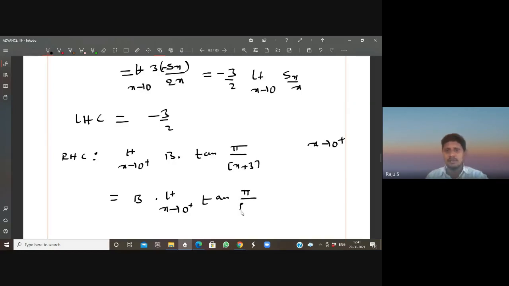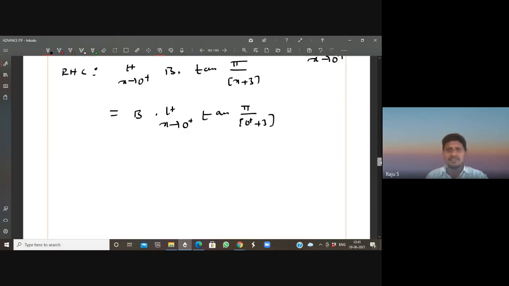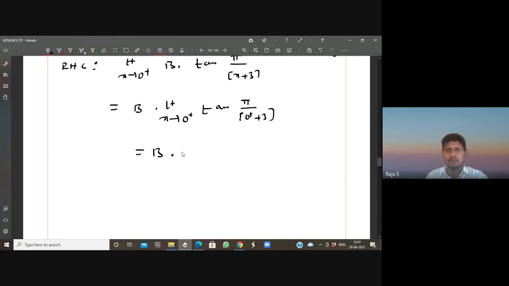When I substitute the limit value here, in place of x I substituted 0 plus 3, so we get b times tan of pi by the greatest integer of 0 plus 3. What is the greatest integer of 0 plus 3? It is 3. So pi by 3 we got, so b into tan of pi by 3. What is the tan pi by 3 value? It is root 3. Right. So this is the RHC.